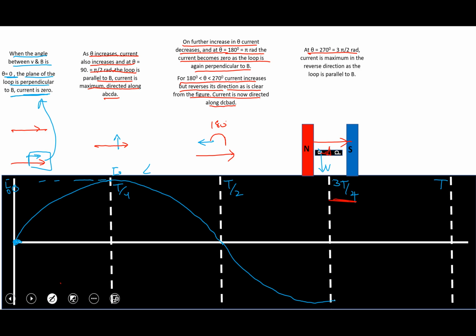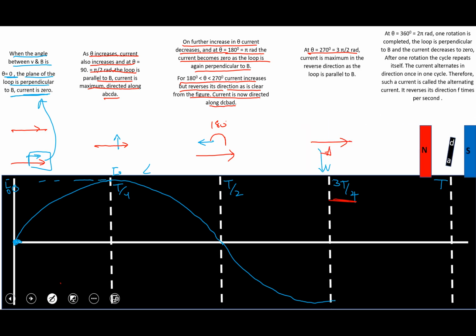And in the same way, at the last point as well, it keeps on rotating and completes the whole cycle. The magnetic field is along the same direction as it was before, and the velocity is in the same direction as that of the magnetic field. So here we can see that the angle is again 360, or you can say 0 degrees again. At 360 degrees or 2 pi radian, one rotation is complete. The loop is perpendicular to B, and the current decreases to 0. After one rotation, the cycle repeats itself.